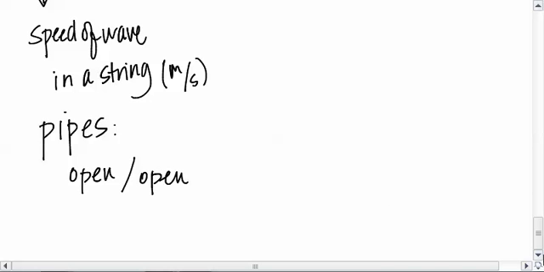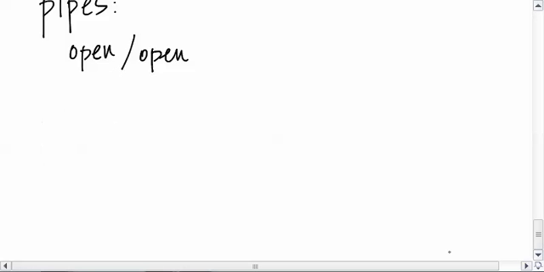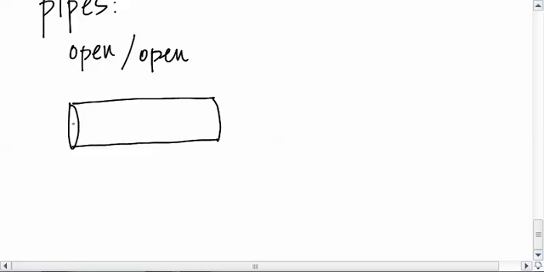That means they're open on both ends. Or we can have open closed pipes, which means they're closed on one side. So an open pipe, both ends are open there, so I'm going to leave them not shaded. For my closed pipes, I just shade one end.